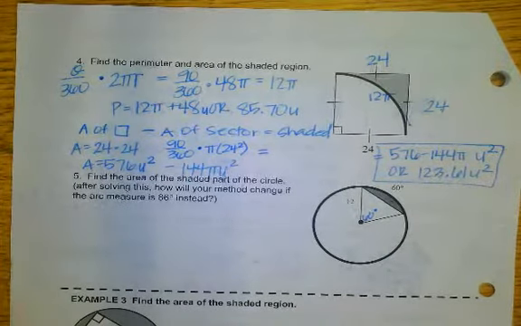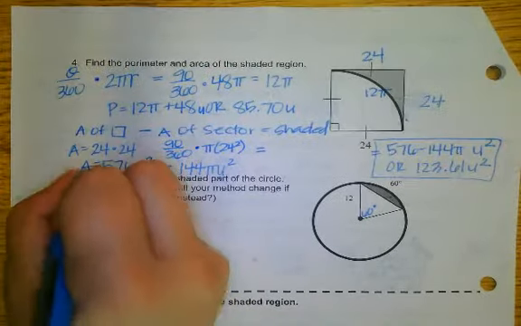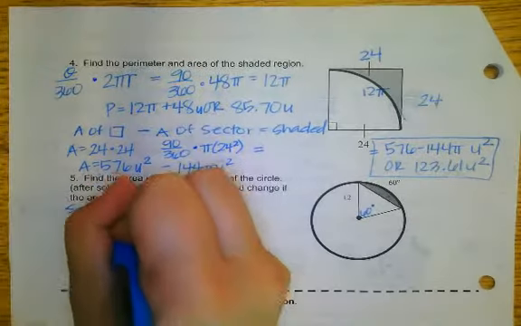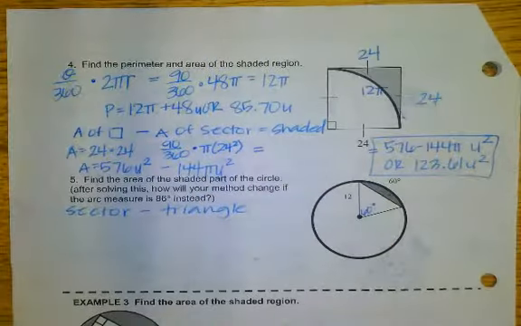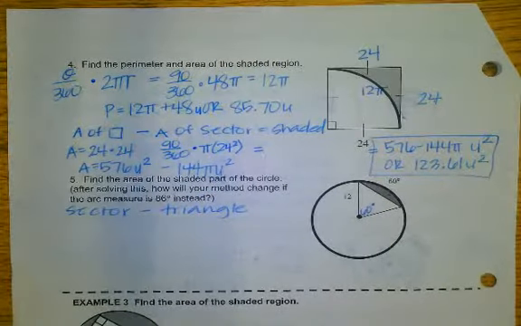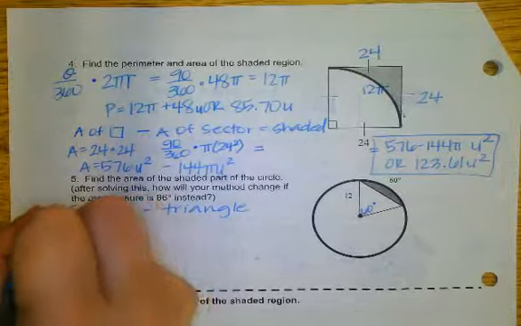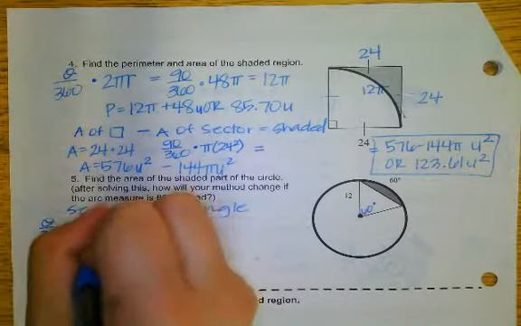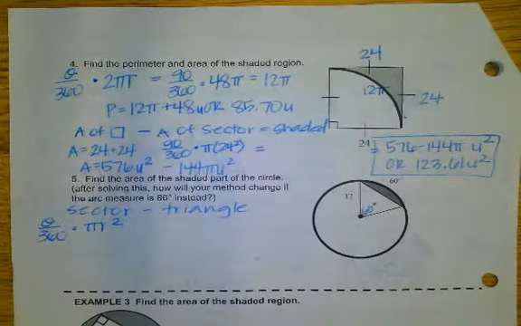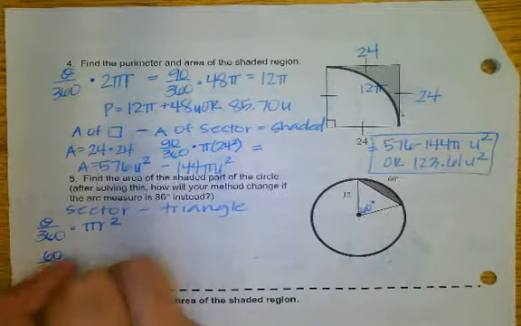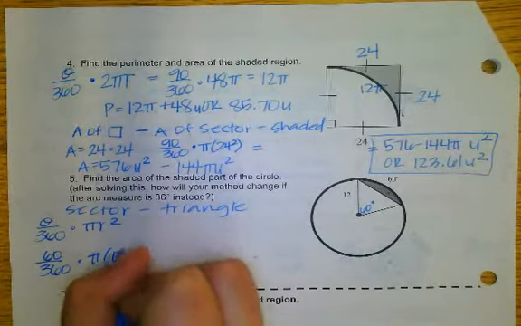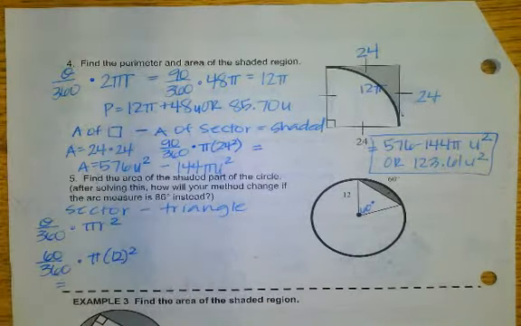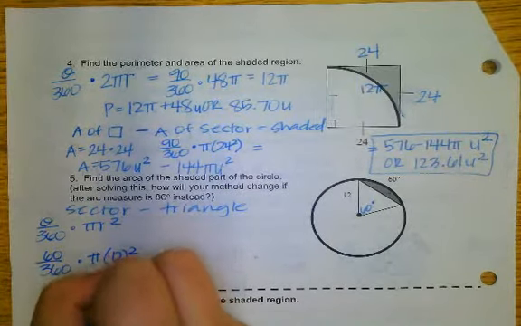Okay, I'm going to have theta over 360 times pi r squared. So I have 60 over 360 times, what's our radius? 12. 24 pi. Okay, currently I have 60 degrees and I know that all my sides are 12. How do I find the area of this?